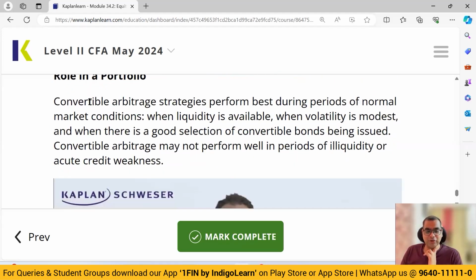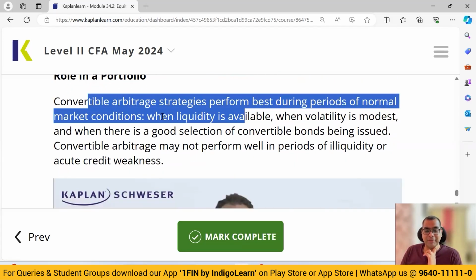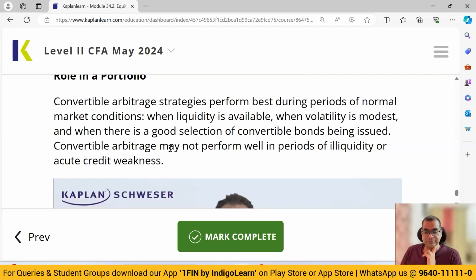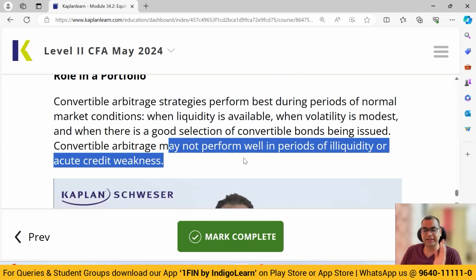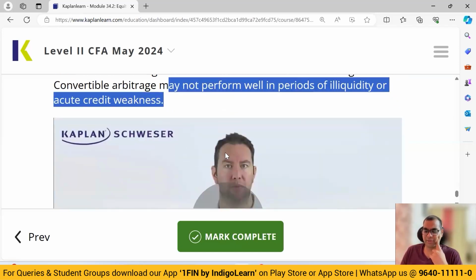Okay. Then what is the role in portfolio? They perform best during normal market conditions when liquidity is available. Please write down in role of portfolio, perform best during normal market. When market is stable and liquidity is available and volatility is minimal. And they do not perform well in periods of illiquidity or acute credit weakness. Okay, that you need not write down. If you write one line, it is sufficient. Perform well in normal market.